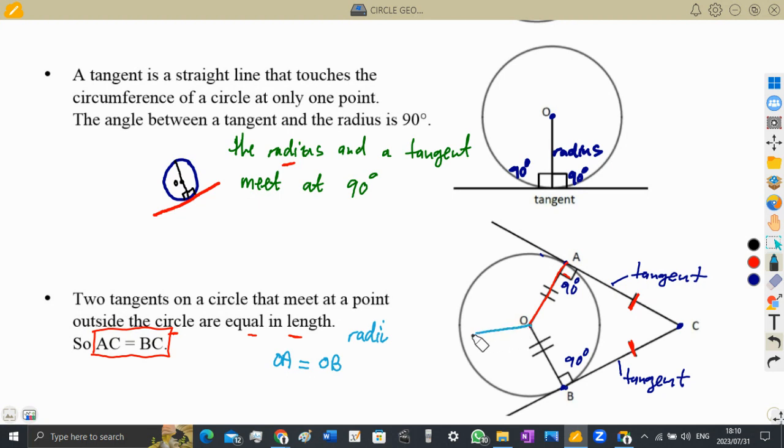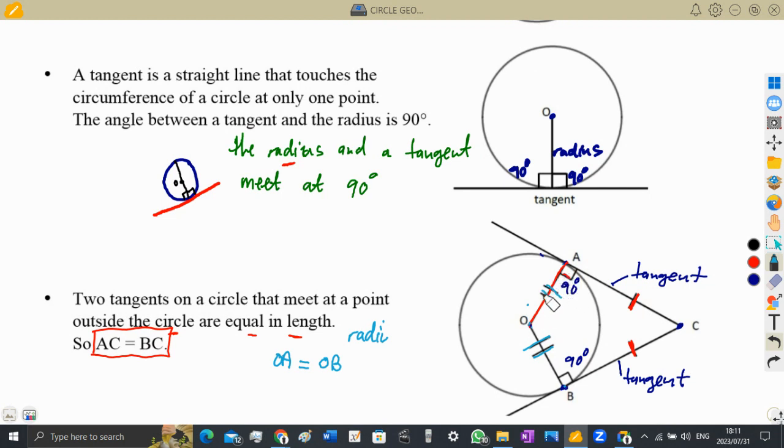So if we get O to this point, it can be O to this point, it can be from O to this point, it can be O to any point, as long as it is taken from the center, it means they are the same, they are equal. So you're simply saying the radii here are equal. That is from O to A and from O to B. That is what these two lines indicate, to mean that these two are the same.